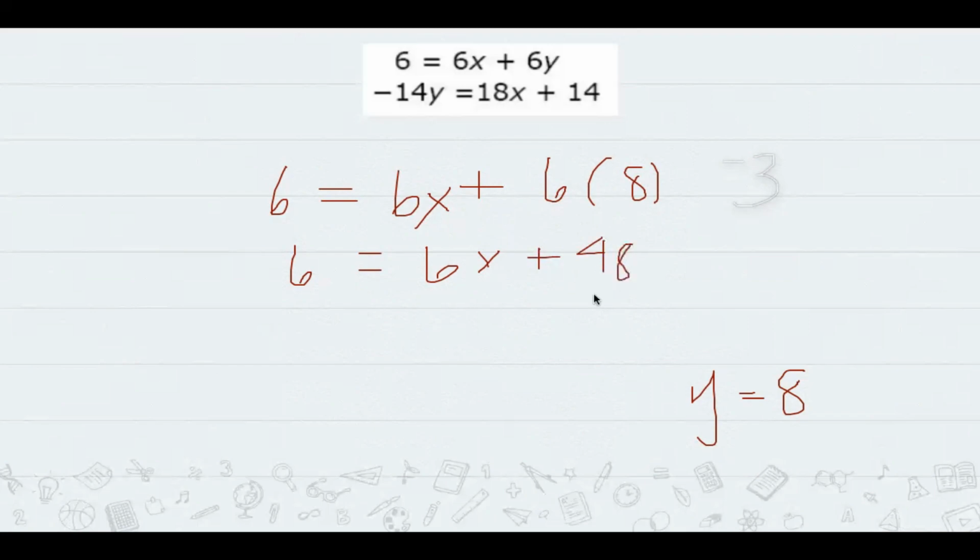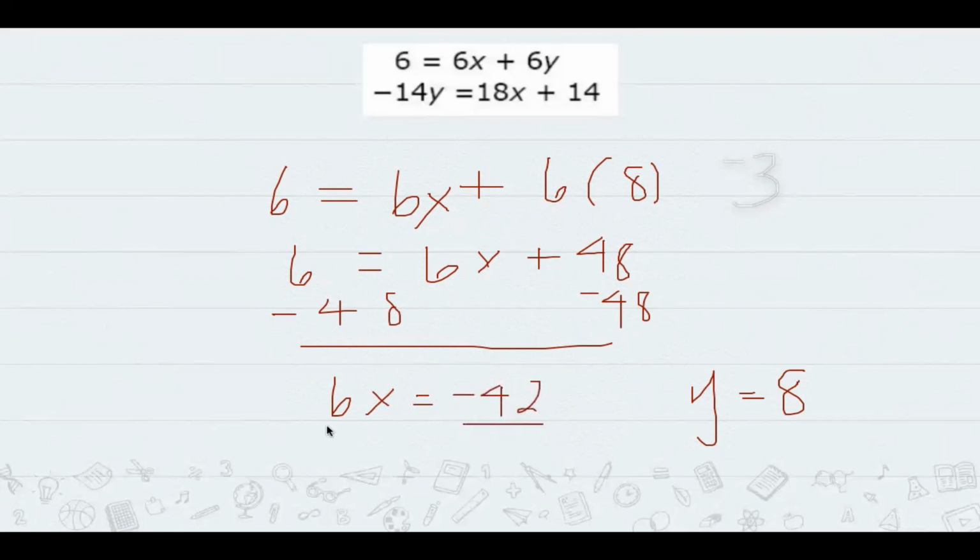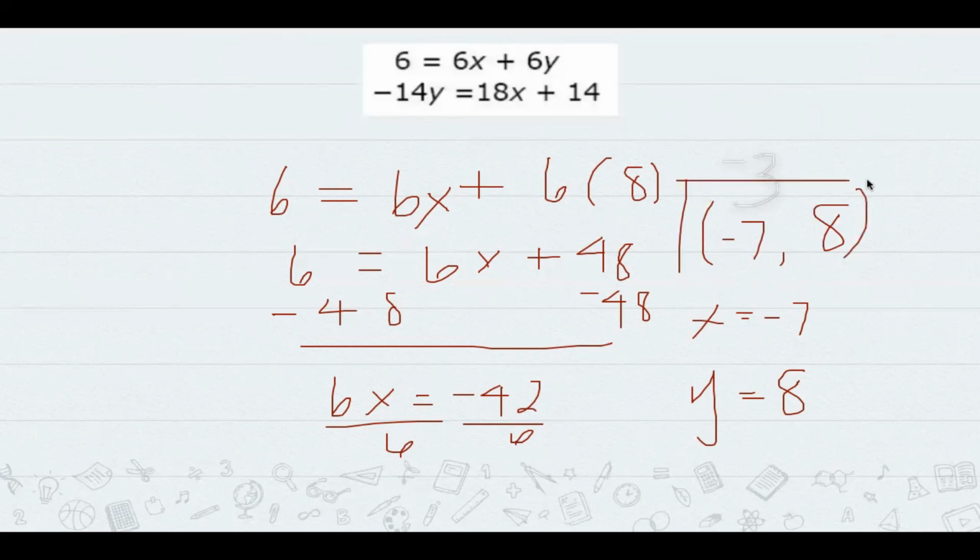Subtract 48 on both sides. That would give you 6x is equal to negative 42. In order to get x by itself, you would divide both sides by 6. So you would get x is equal to negative 7. And in order to write it in point coordinate form, you would put the x value first, comma, the y value. So your final answer would be negative 7, comma 8.